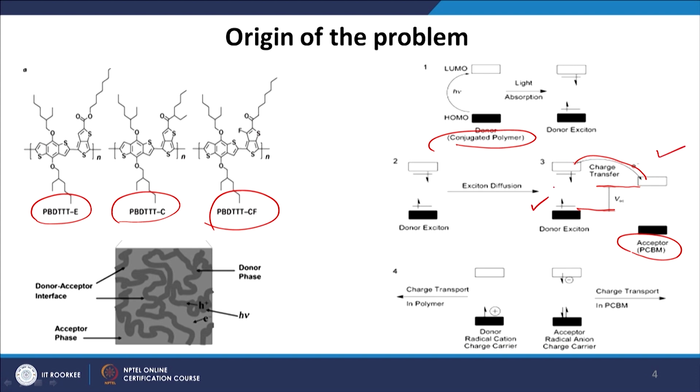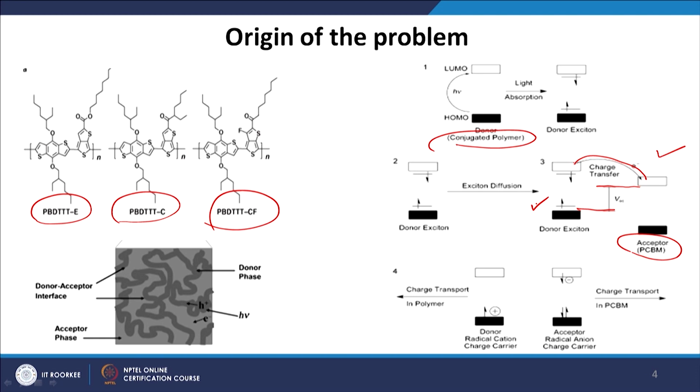Now, let us consider that we do not inject the hole here. Although we say that we have injected the hole, that is a possibility, but when the exciton dissociation happens, only electrons inject and the hole still remains here. So, the electron is now in the acceptor and the hole is in the donor. The two charge carriers have now been separated.